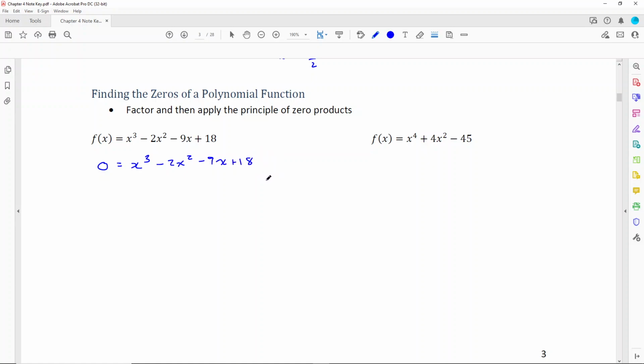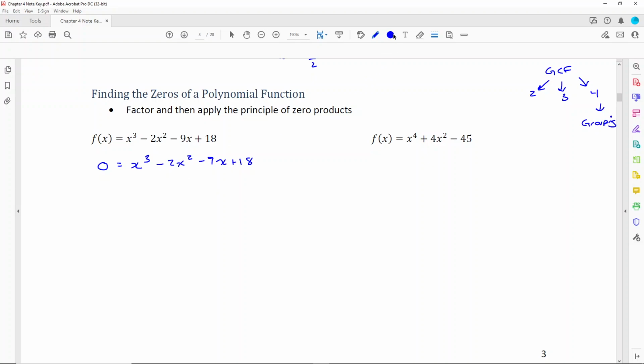Now, to factor, you always try the greatest common factor first. These 4 terms don't have a greatest common factor, so then I move on. Are there 2 terms, 3 terms, or 4 terms? Because there's 4 terms, we know that we have to factor by what's called grouping.